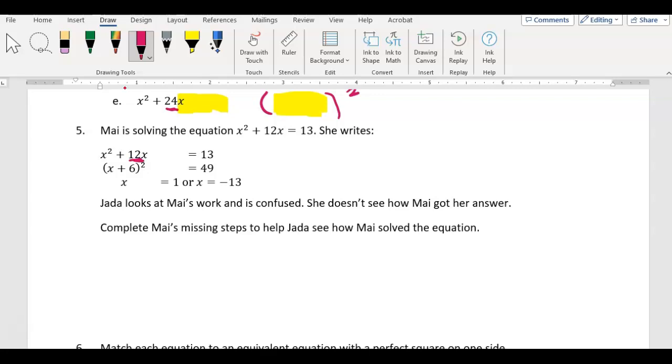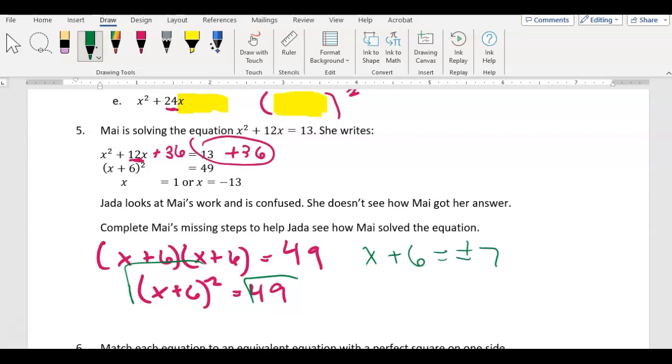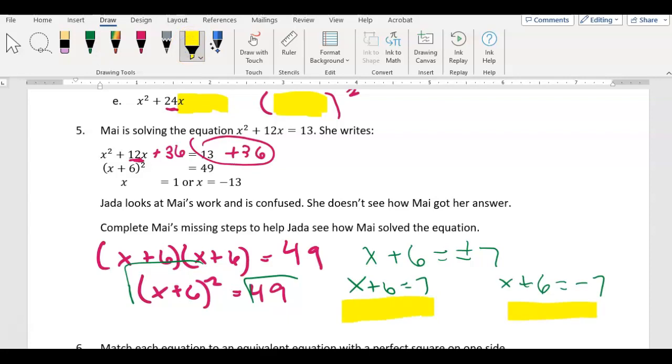Half of 12 is 6, and then square it, so 36. And she needs to add 36 to both sides. So once she adds 36 to both sides, then she can factor and make this x plus 6 times x plus 6 equals, add these together, 49, or x plus 6 squared equals 49. Then she can take the square root of both sides, and she will get x plus 6 equals plus or minus 7. So she can do then x plus 6 equals 7, x plus 6 equals negative 7, and then you can complete the next step there.